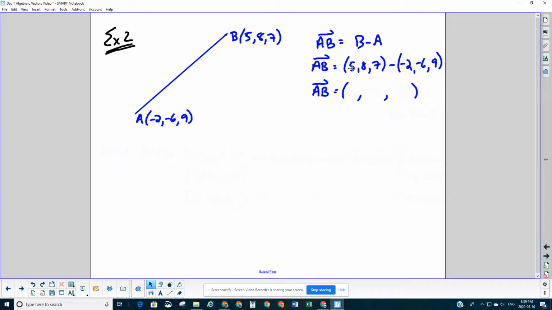So first I'm going to go 5 minus minus 2. Just hearing that minus minus reminds me that I'm adding, and it's 7. And you can imagine the distance between x equals -2 and 5: 2 gets me back to 0, and then another 5 gets me to 5, and so that's 7. What about the y's? 8 minus minus 6 is like plus, so that's 14. And 7 minus 9 is -2.